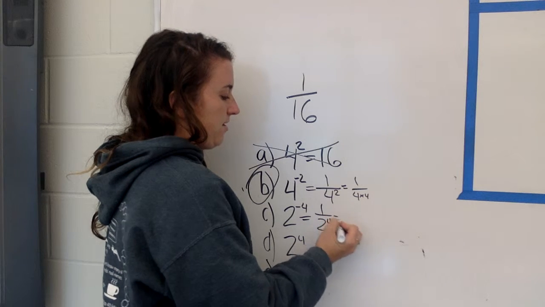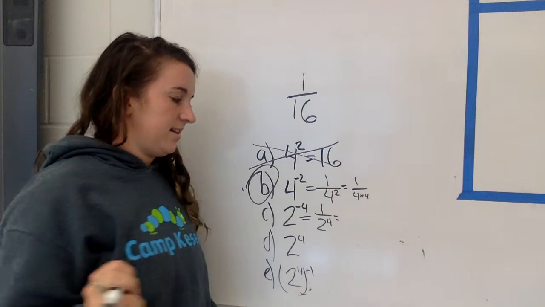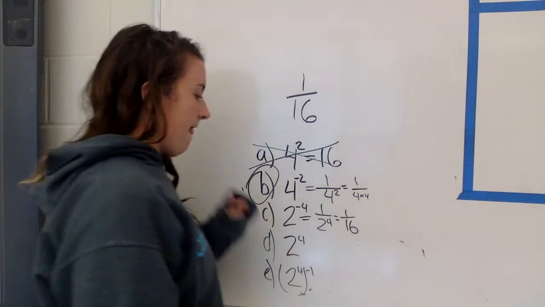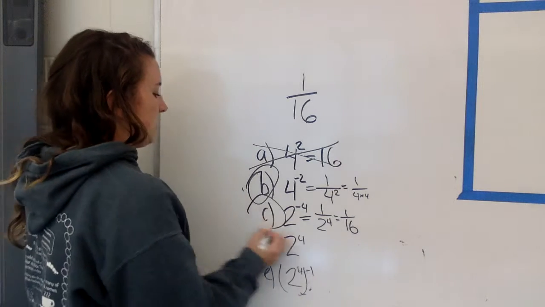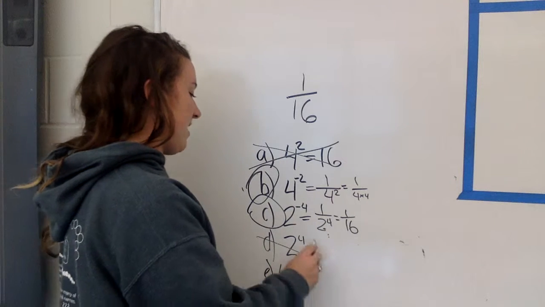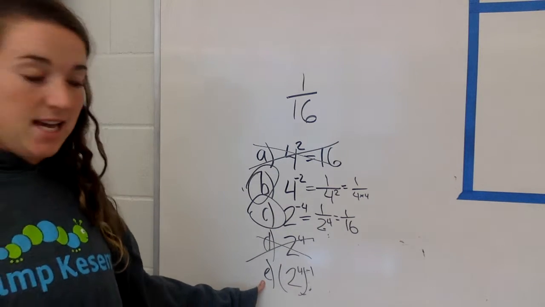1 over 2 to the 4th. 2 to the 4th, go ahead, solve it out. What do you end up with? Yeah, you end up with 16. So C is correct as well. We just figured out 2 to the 4th is 16, so that's not the same as 1/16. And finally, we have option E.